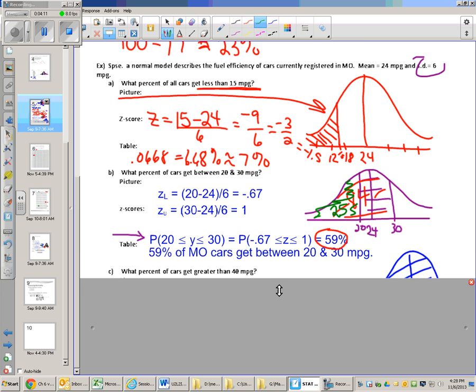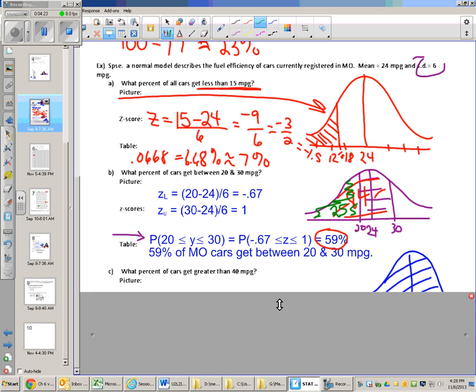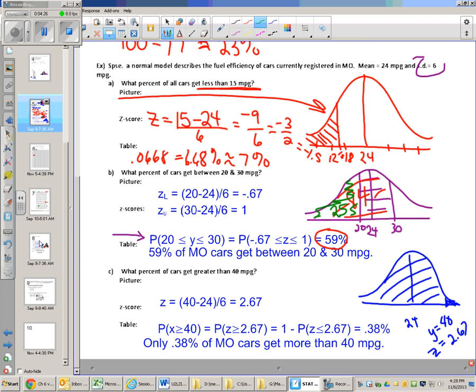What percent of cars get greater than 40 miles per gallon? This is actually an easier problem than the one we just did. So again, hit pause if you want to and try it by yourself and see if you can get the right answer. All right, you're back. So did you get about 0.38%?